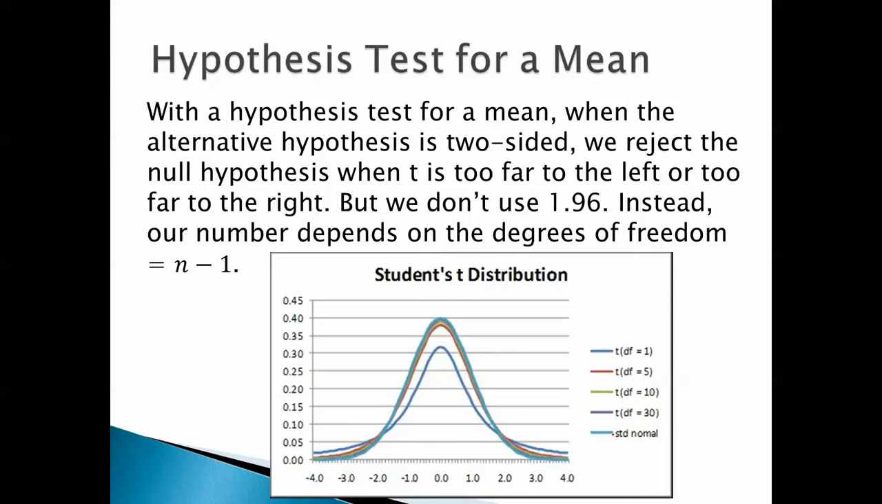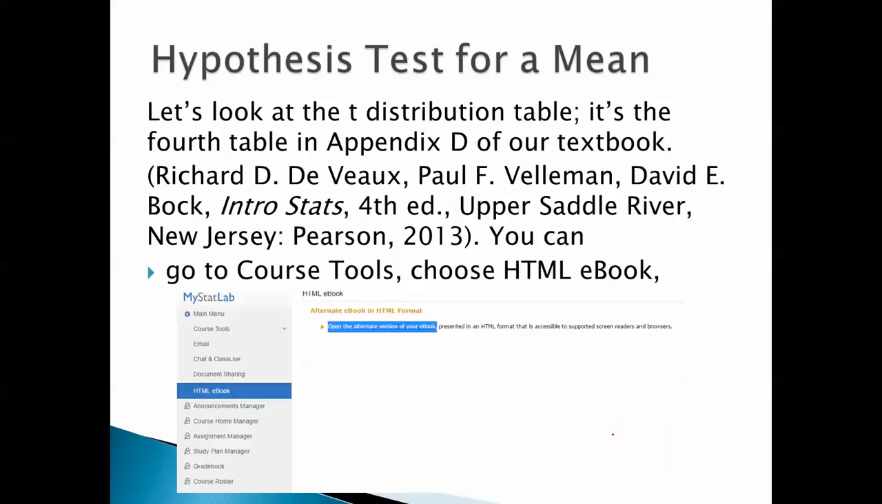With a hypothesis test for a mean, when the alternative hypothesis is two-sided, we reject the null hypothesis when t is too far to the left or too far to the right. But we don't use 1.96. That's just for the normal distribution. Instead, our number depends on the degrees of freedom, which is n minus 1.